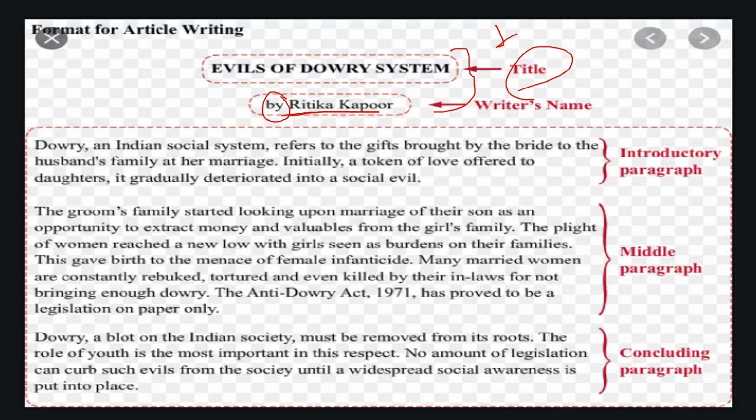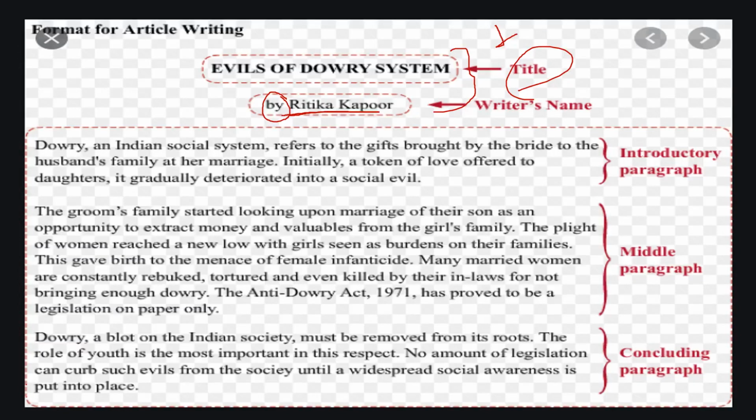So in the main body of your article, you have to write the reasons. What are the reasons which have evoked the evils of the dowry system? The Anti-Dowry Act 1971 has proved to be a legislation on paper only. And here you have written one example as I told you earlier. One law has been made in the name of the Anti-Dowry Act in 1971, but it is of no use. It is all in vain because it is a legislation only. It is not properly working. Still the women are falling victim to the evils of the dowry system. So in this middle paragraph, you have given the reasons for the dowry system and what the evils of the dowry system are.